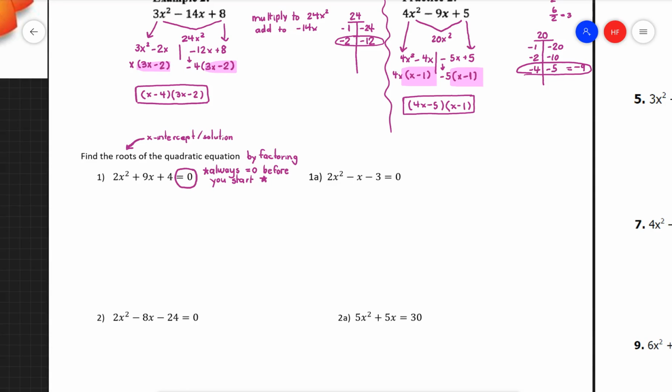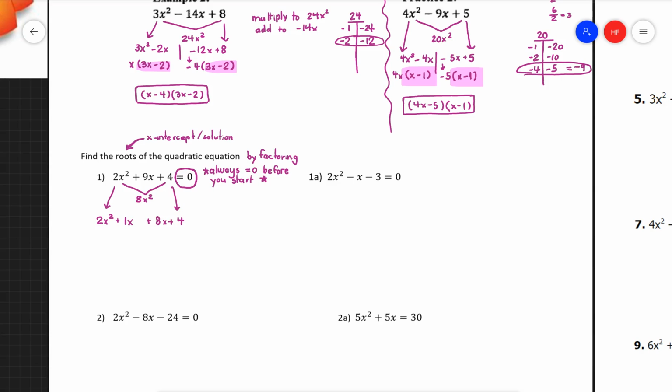So we have 2x squared plus 9x plus 4. It looks like the problems that we were doing before. Multiply first and last. 2x squared times 4 is 8x squared. I need two numbers that multiply to 8 but add to 9, which is 1 and 8. So 2x squared plus 1x plus 8x plus 4.